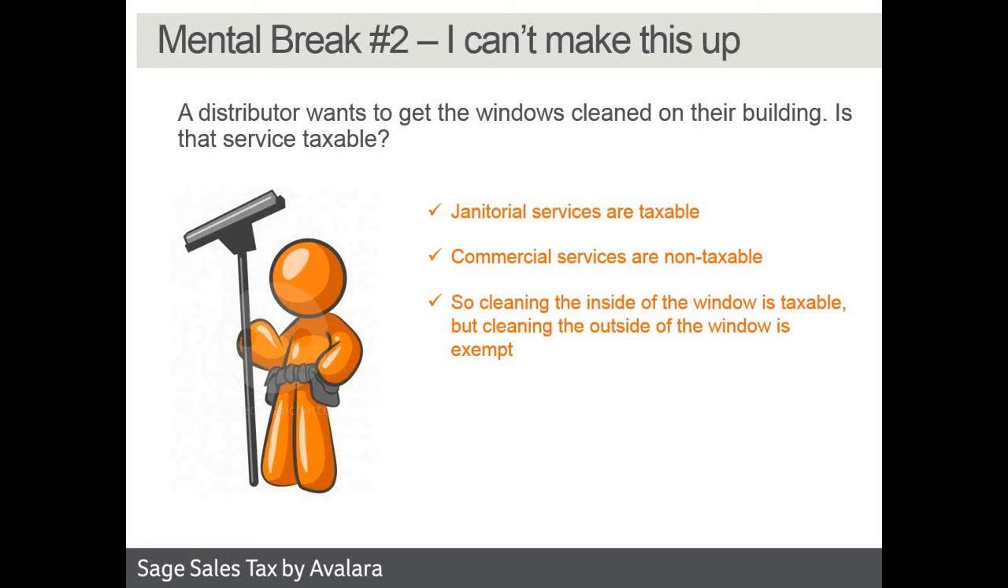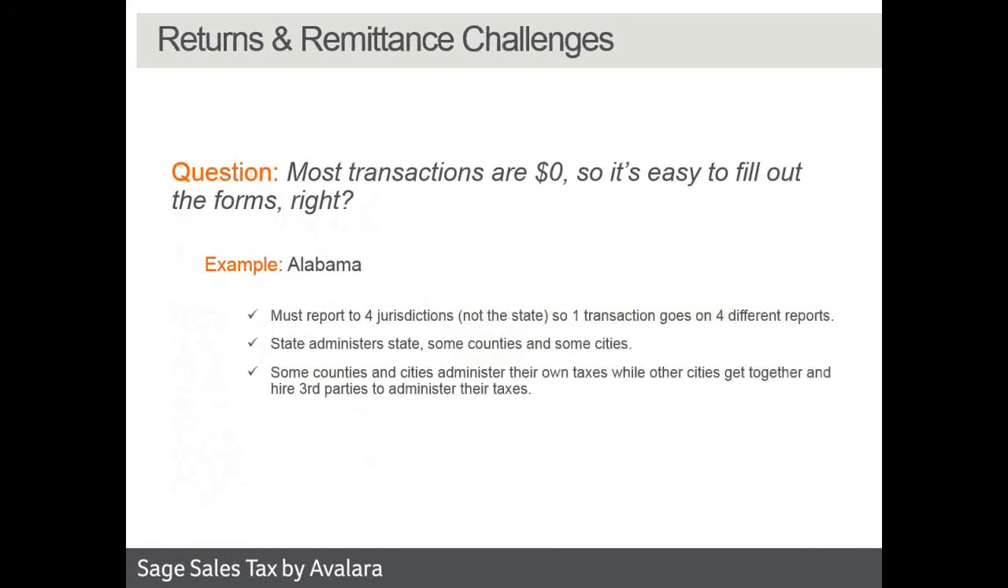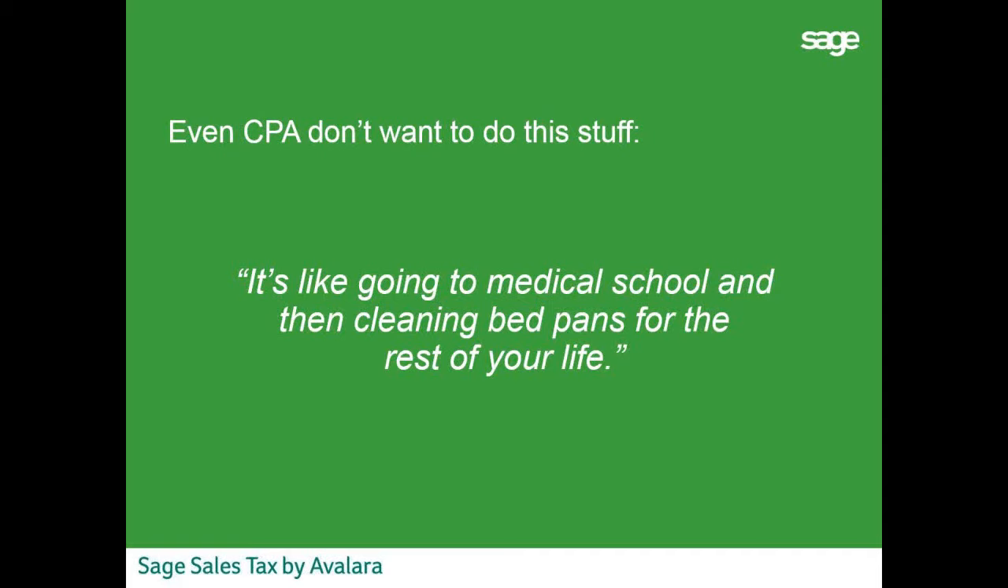When it comes to returns and remittance, a lot of times people say, a lot of our transactions are $0, so I'm not really that worried about it. But there's a lot of states where you have to report to multiple jurisdictions and multiple forms. Other times we've seen states with different rules in terms of accruals and so forth, really pay discounts, so it's never quite as simple as you think. And then, of course, there's notices as well.